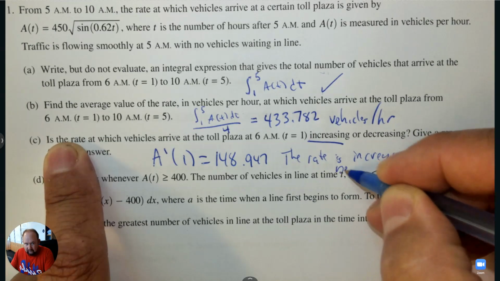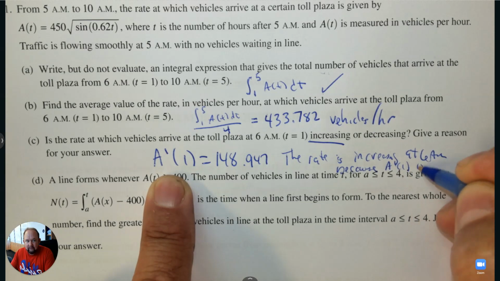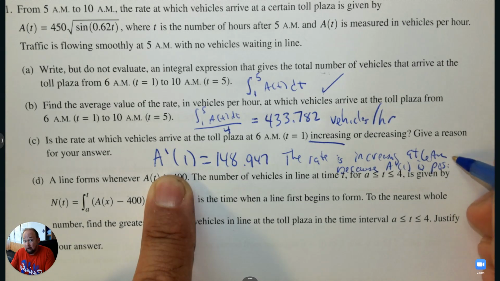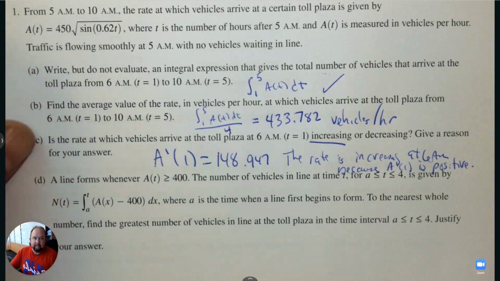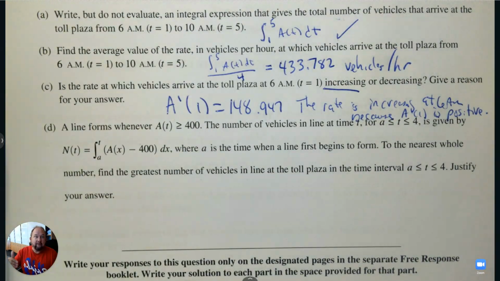Why? Because you can say the derivative at 1 is positive. That's simple enough, or greater than 0. D. This is going to be the tricky one, right? So it's okay. We're going to take our time.